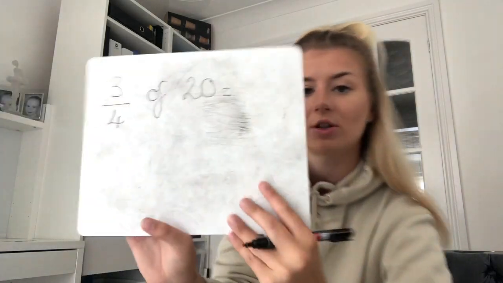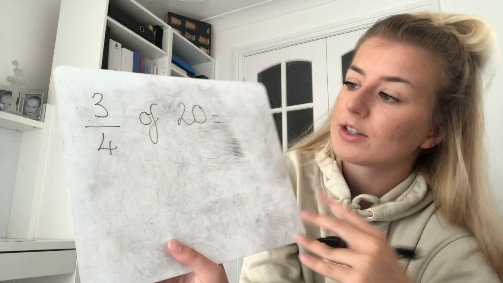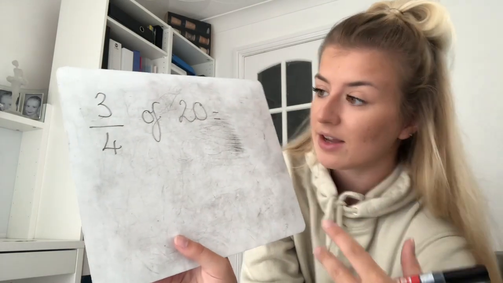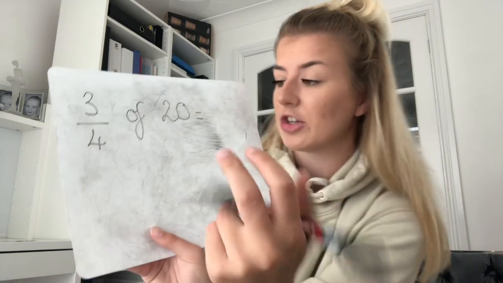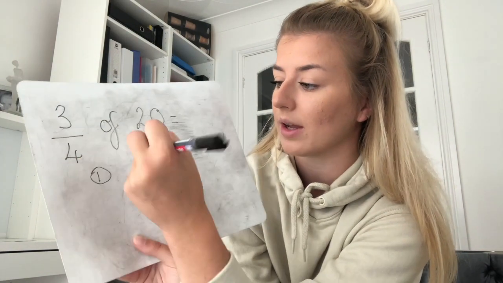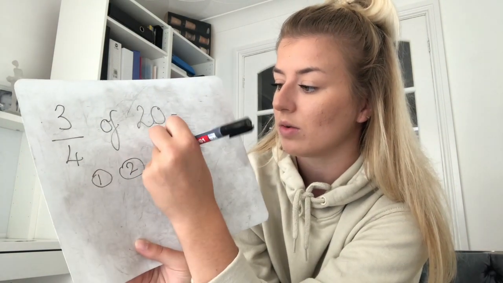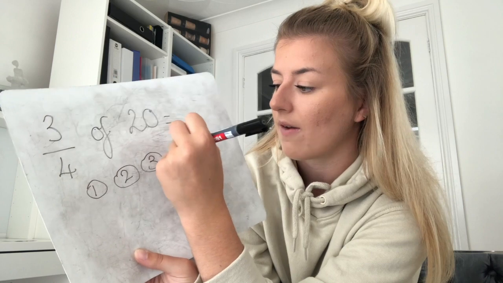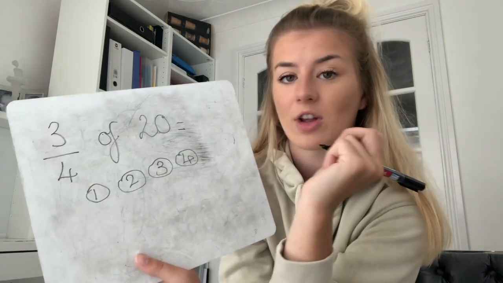This time let's try 3/4 of 20. So 3/4 of 20, okay? So let's have a look at the bottom number, the denominator. We have 4 parts that we need to share our number out into equally. So 1, 2, 3, 4. Okay, so let's start sharing our number.